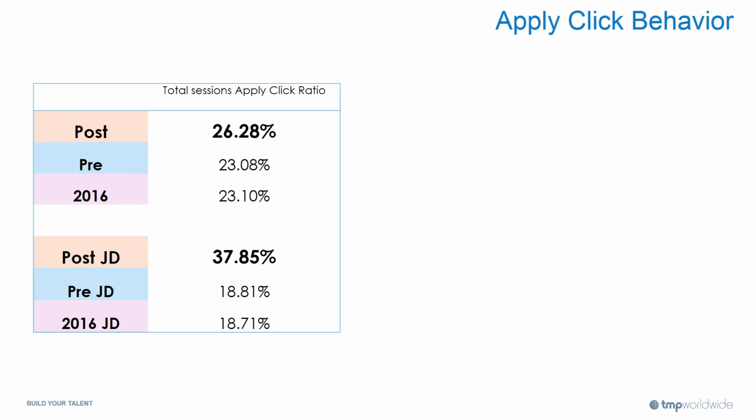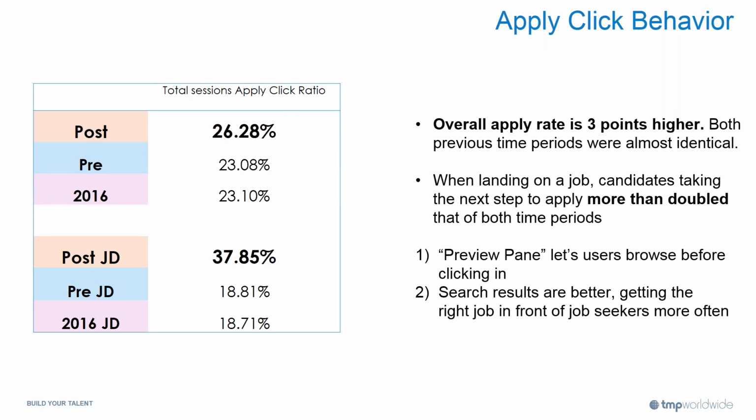The apply-click behavior, taking that next step from reading the job to applying to it on the career site, is the next thing I wanted to take a look at. Excuse me, overall, the apply-click rate is 3 percentage points higher. Again, this range tightened up previously too. They're about exactly the same now, 23.08 and 23.1. That's up 3 percentage points to 26.28, so just over a quarter across all Google organic visitors now.